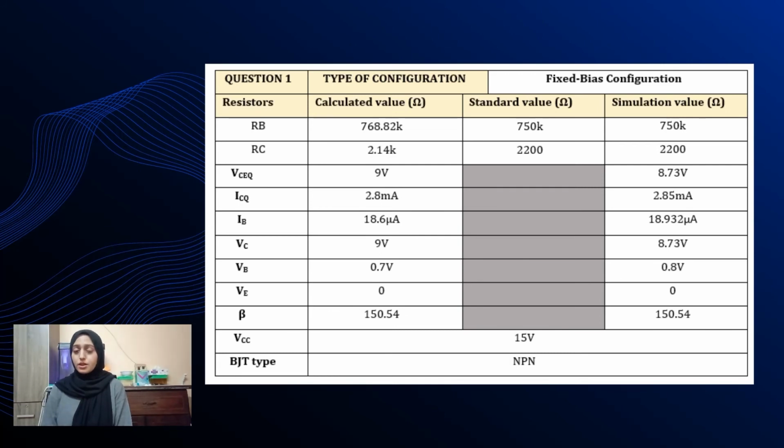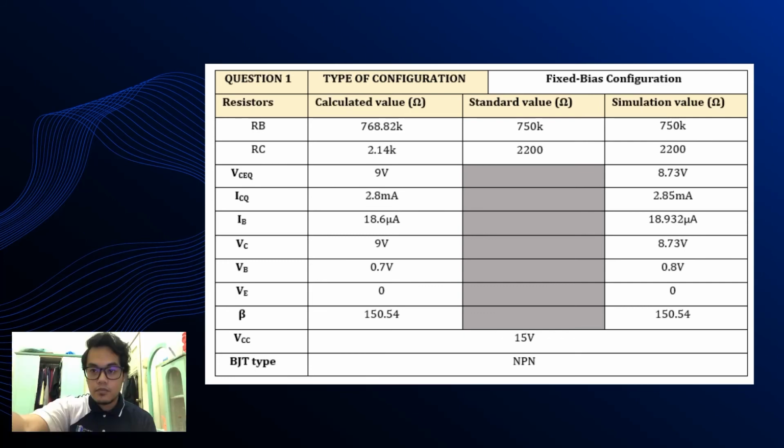In our lab circuit design, we use standard value of commercially available resistor. We use 750 kilo ohm for RB and 2.2 kilo ohm for RC. From there, we got 8.73 volt for VCEQ, 2.85 milliampere for ICQ, 18.932 microampere for IB, 8.73 volt for VC, 0.8 volt for VB, and 0 volt for VE.